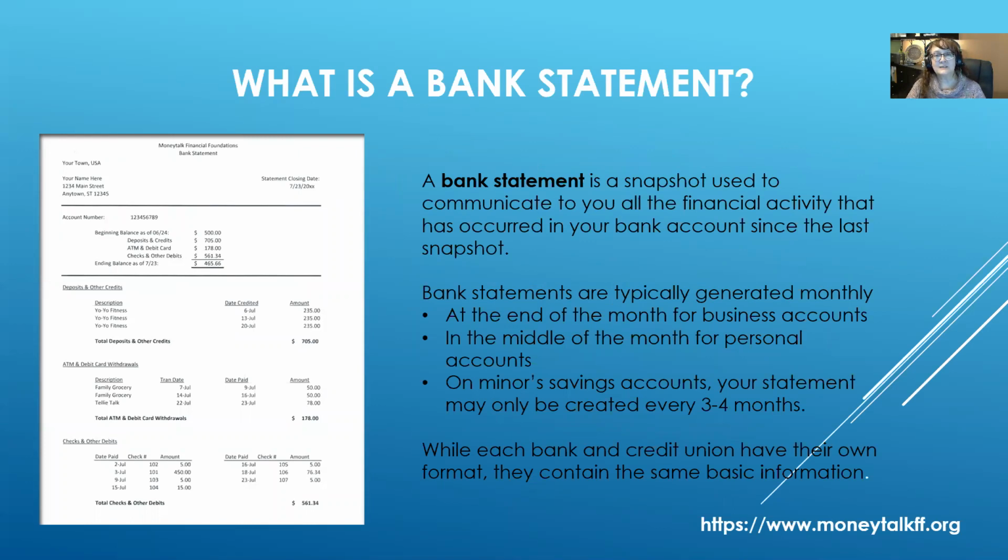Most of the time, statements are going to come out once a month, at the end of the month for business accounts, middle of the month for personal accounts. The information that we have in here will be on your statement somewhere, even though every bank and credit union has their own look and feel.